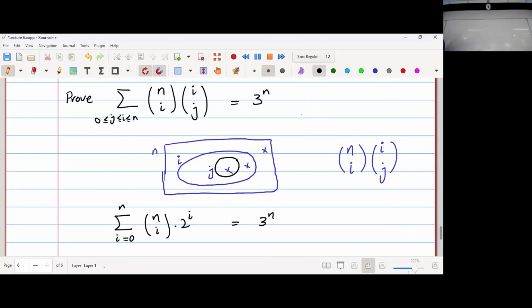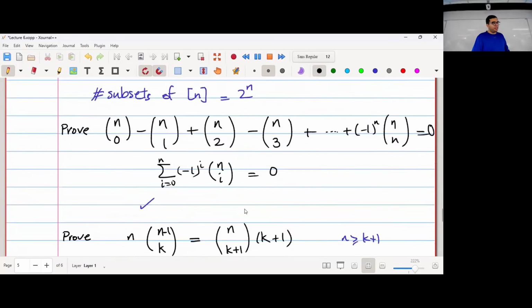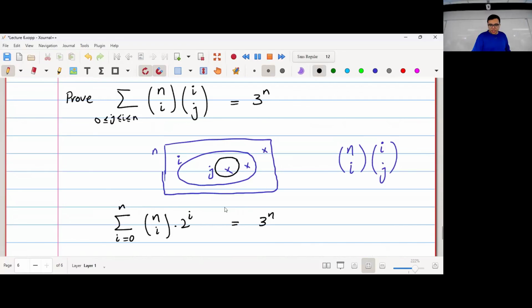Right? And you can see why this is the case. Again, you can see it algebraically because the sum of I choose J is 2 to the power of I. We have proven this here. Or you can just think of it like this.